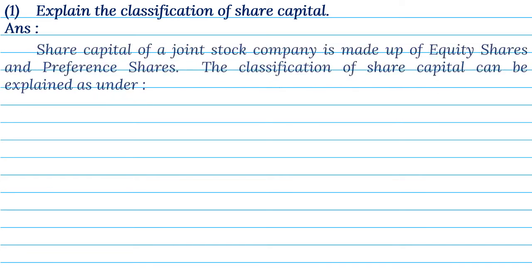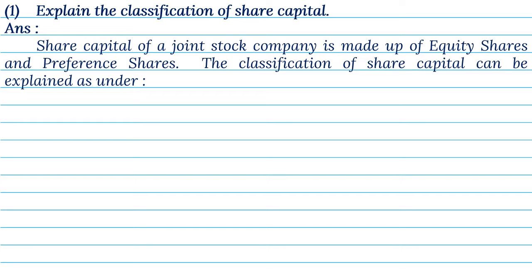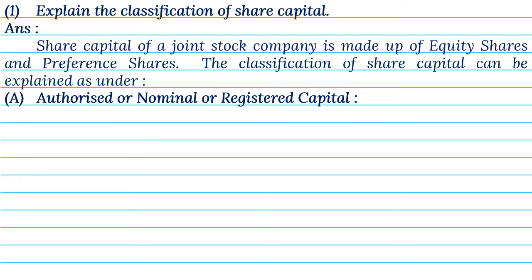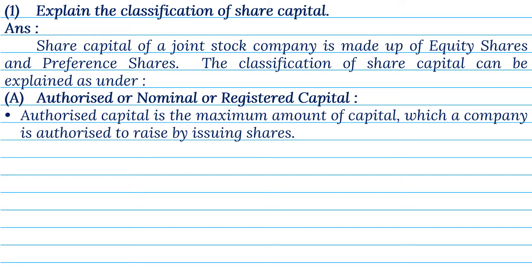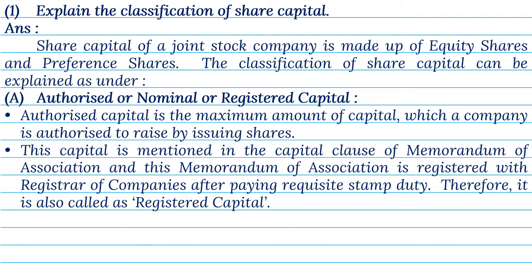Answer. Share capital of a joint stock company is made up of equity shares and preference shares. The classification of share capital can be explained as under: A. Authorized, or nominal, or registered capital. Authorized capital is the maximum amount of capital which a company is authorized to raise by issuing shares. This capital is mentioned in the capital clause of Memorandum of Association, and this Memorandum of Association is registered with Registrar of Companies after paying requisite stamp duty.